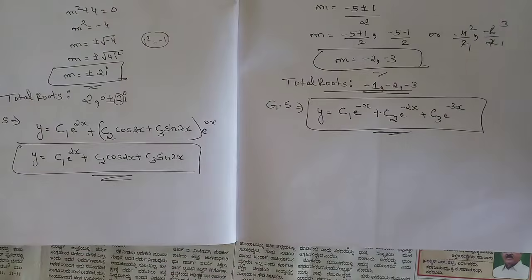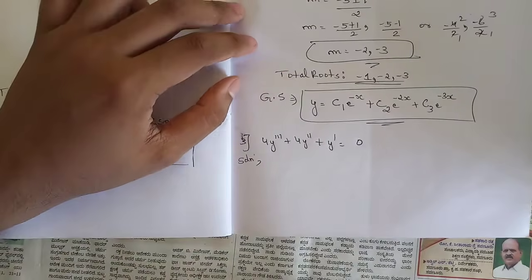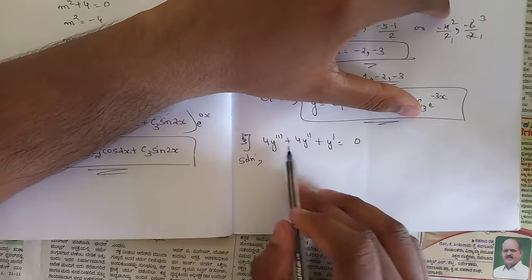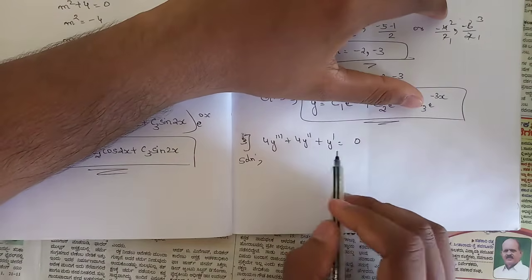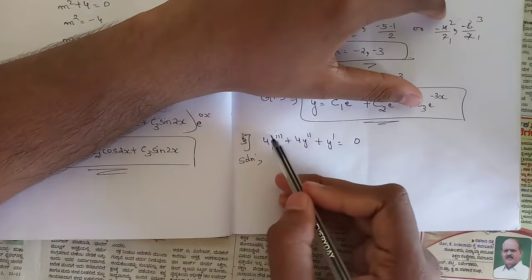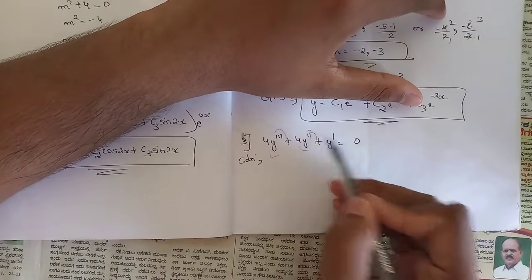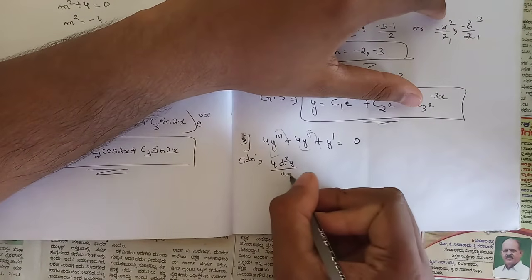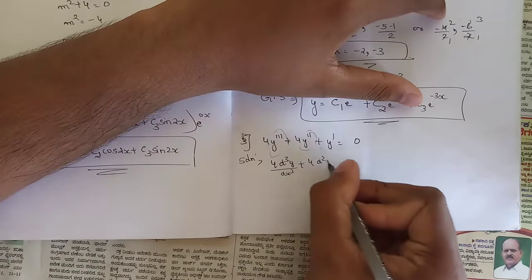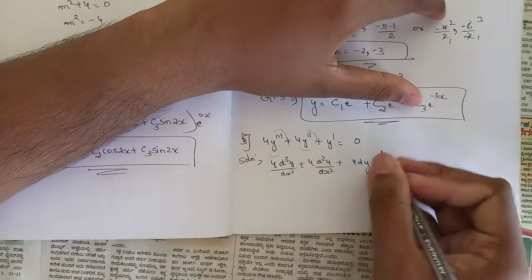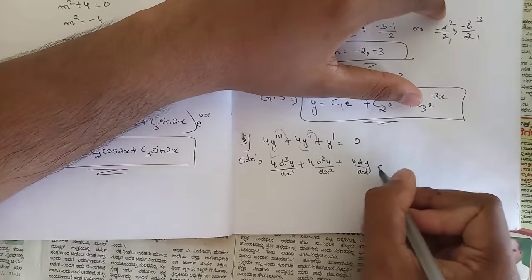Okay, so we have a few more problems, let's discuss them. This is the third problem, that is 4y triple dash plus 4y double dash plus y dash is equal to 0. So what is this triple dash, double dash? These are derivatives. The triple dash represents the third order derivative, this is second order and first order. This also can be written as 4 into d cube y by dx cube plus 4 into d square y by dx square plus 4 into dy by dx is equal to 0.